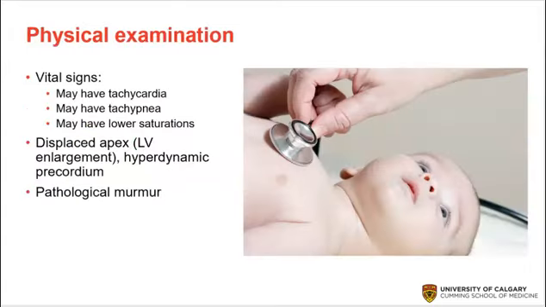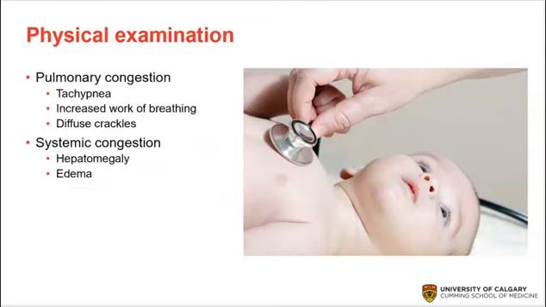When it comes to physical examination, findings again will depend on the type of defect. If there is a significant shunt, there may be vital sign changes in keeping with congestive heart failure. On cardiac exam, you may hear a pathological murmur and feel a hyperdynamic precordium. If the patient has pulmonary overcirculation, you may have physical exam findings consistent with pulmonary edema. This includes tachypnea, increased work of breathing, and diffuse crackles.